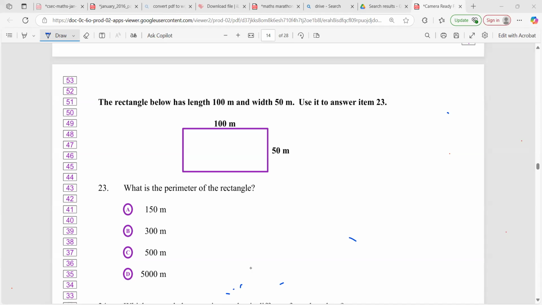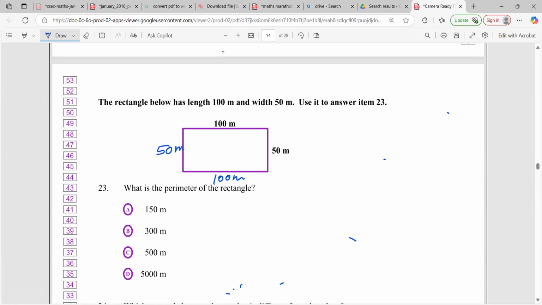All right, let's go, guys. So it says the rectangle has length 100 meter. We use it to answer item 23. So we know that the opposite sides are equal. Guys, if somebody did get this wrong, just say, we now focus, because we have been through this for the performance class a lot. So say, what is the perimeter? Perimeter means the total distance around, right? So it will be 100 meter plus 100 meter plus 50 meter plus 50 meter, which gives us B, or 300, right? Good job. Still have to commend you guys, all right?